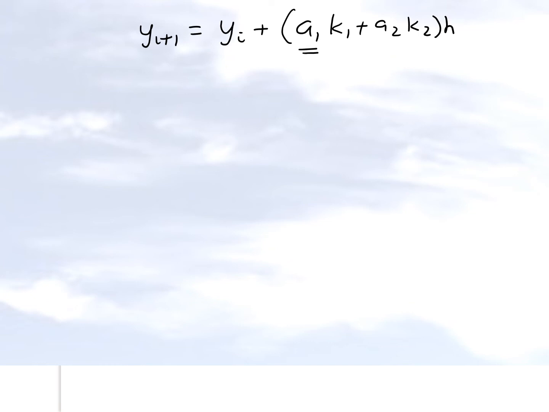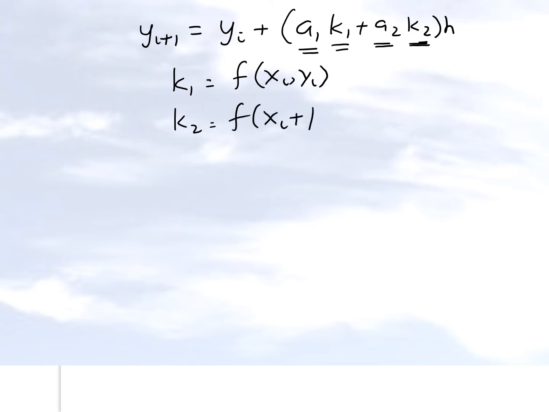So this is what Runge and Kutta did. They wrote the formula like this. Since they wrote the formula like this, one would say that they have introduced 4 unknowns, a1, k1, a2, and k2 right here, so I somehow need to know what those are. And they said k1 is nothing but the value of the function f at this point, and k2 is nothing but the value of the function at this point.